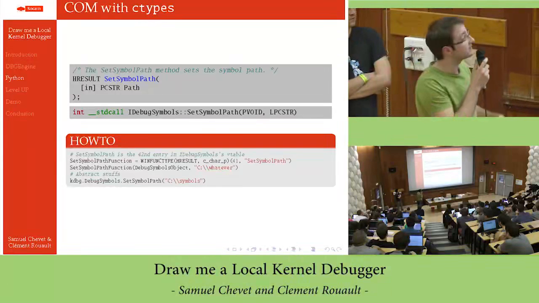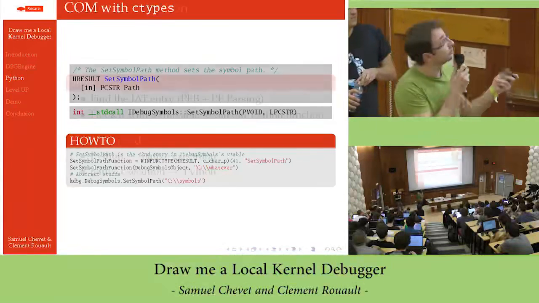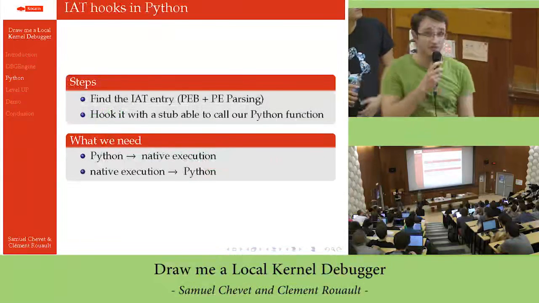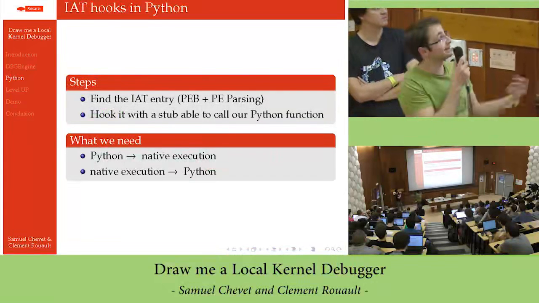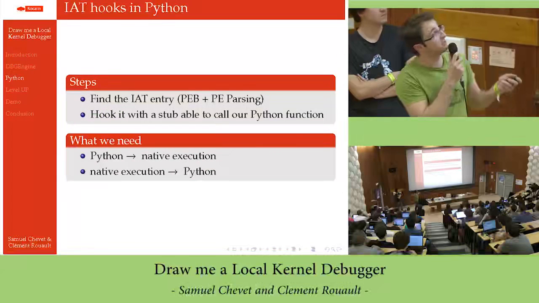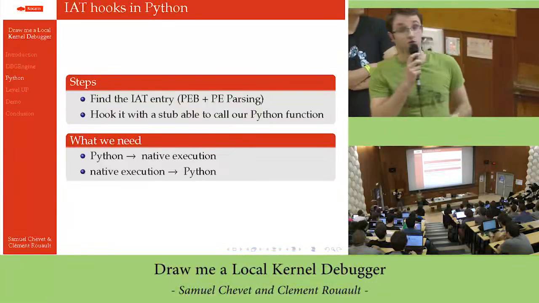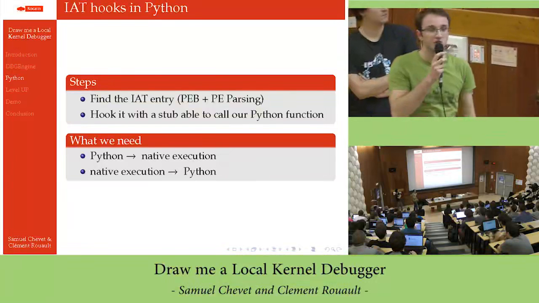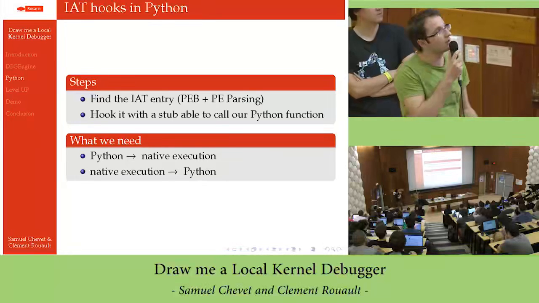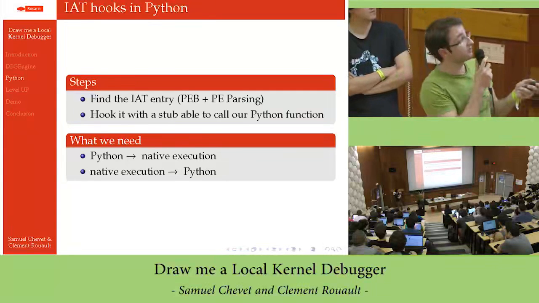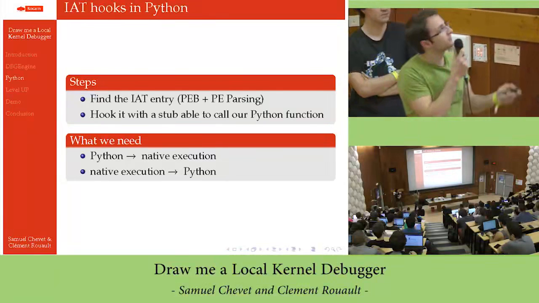So the easy part is done. We can do a COM call in Python. So let's go with the IAT hook in Python. What do we need to perform an IAT hook in Python? We need to find the PEB, the process environment block, to know where the functions and the address of the import table in our modules are. And we need to perform some PE parsing to find the exports and the imports.